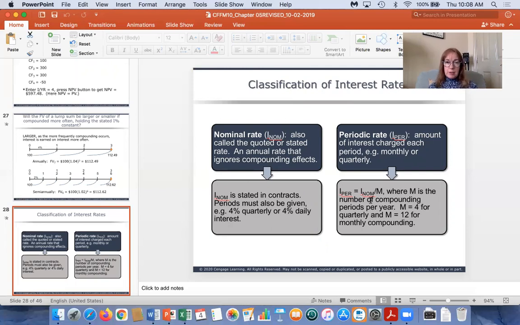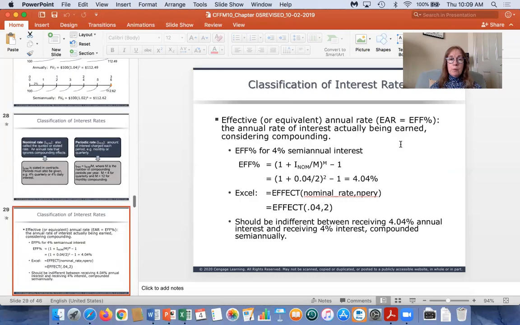interest rate classifications. If something pays an annual rate of interest, that's called the nominal rate. That's the stated rate or the annual rate. The periodic rate is if they pay interest monthly or quarterly or semi-annually. And if interest is paid more often than annually, then we have what's called the effective rate, which is more than the nominal rate. Okay, so let me show you this formula.